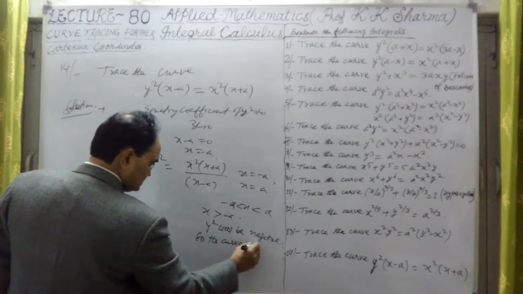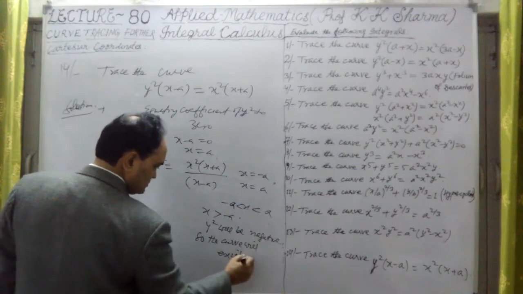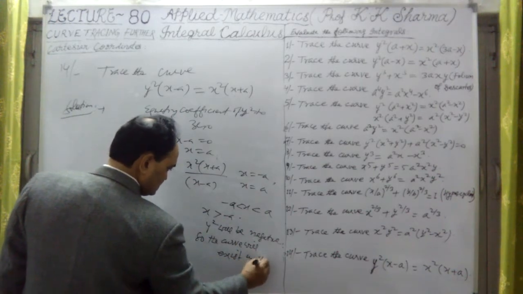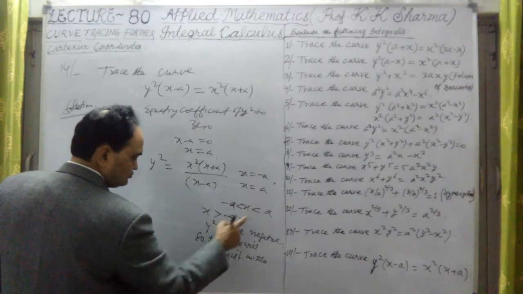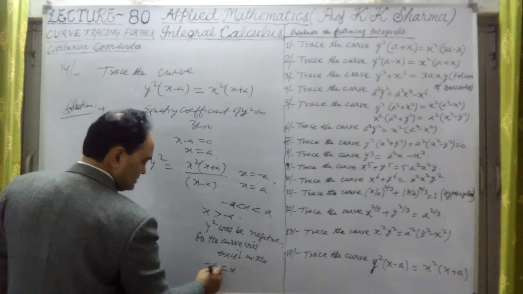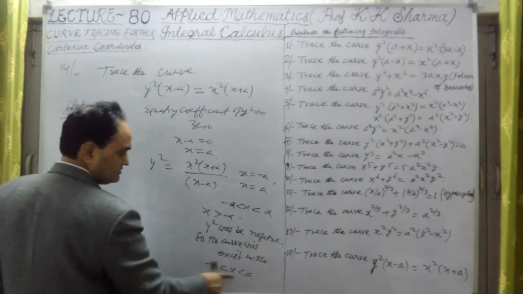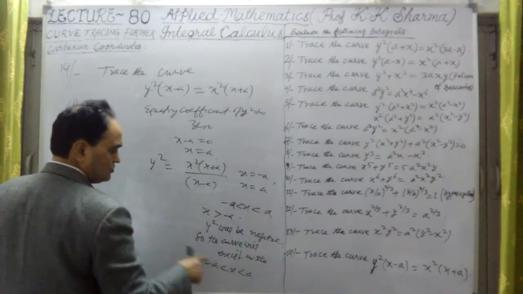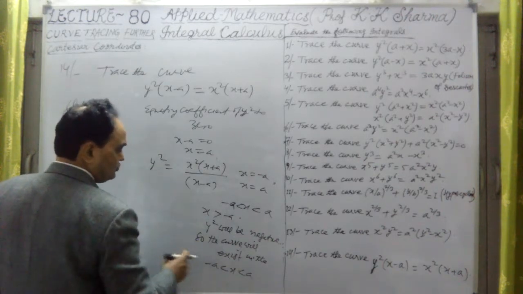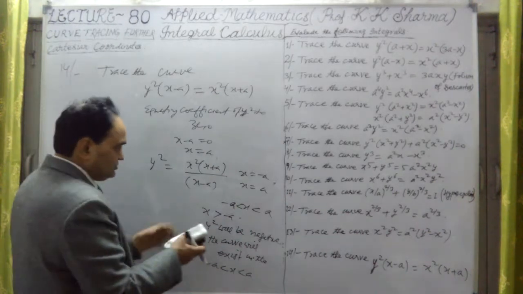the curve will not exist in this range, in the range minus a to plus a. Okay. X is greater than minus a and less than a, or equal to a here. Beyond that, the curve will lie. Curve is not existing between this range.